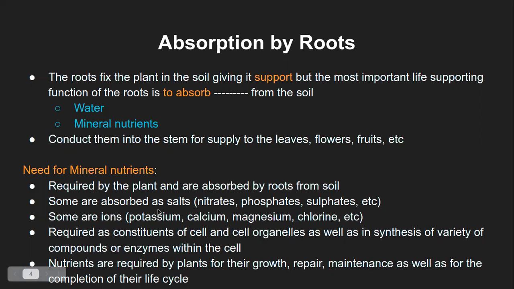So some of these minerals are absorbed as salt. For example, nitrate can be present in the form of sodium nitrate or potassium nitrate, which is a salt form, and it will get absorbed into the root structure. Some get absorbed in ionic form, again potassium, calcium, magnesium or chlorine; in whichever form or salt form they are, they will get absorbed, and are required as a constituent of the cell and cell organelles, as well as for the synthesis of various compounds and the enzymes of the cell.